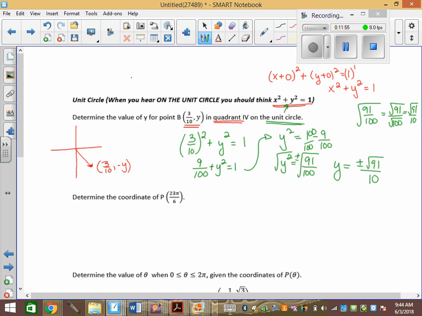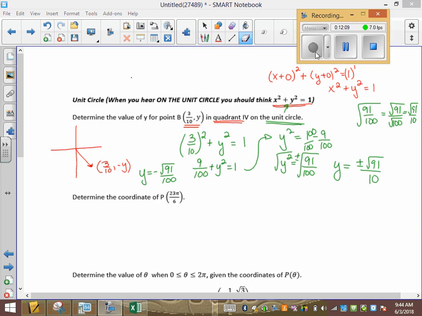Okay? So it's going to be negative. So y equals negative root 91 over 10. I took the square root of that, so that's my answer, not 100. They want us to determine the coordinate at 23 pi over 6. So if you want to find out what that is in degrees, go ahead. So 23 pi over 6 times 180 over pi.